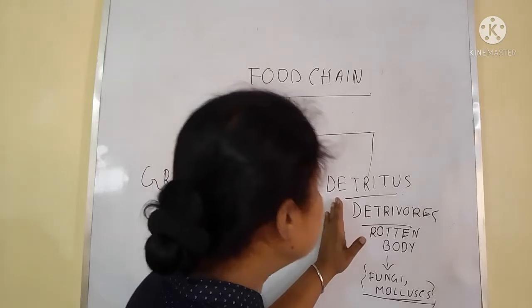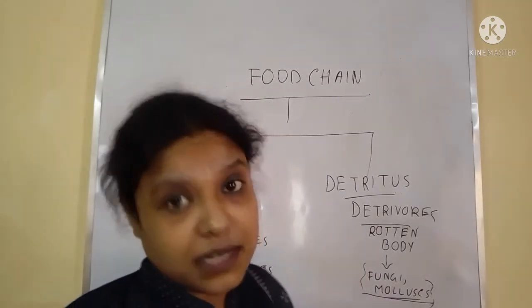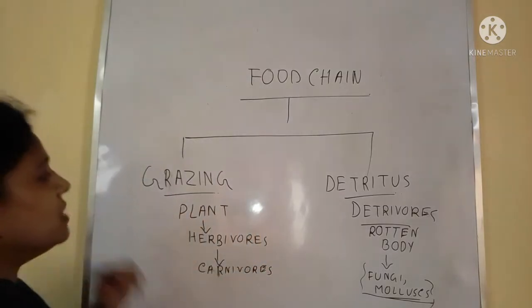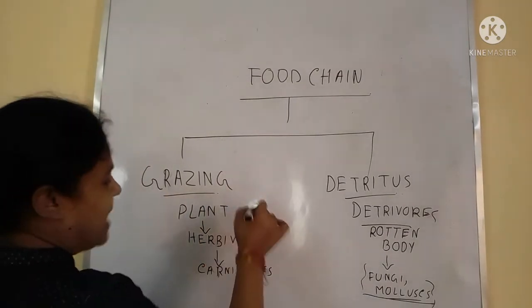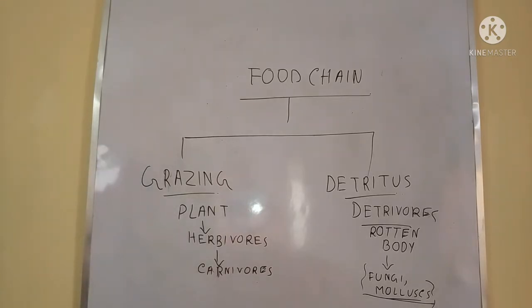Okay, so this food chain or the energy transfer is known as the detritus food chain, and this food chain where the energy transfers from the plant to the carnivores, this is known as the grazing food chain. Clear?